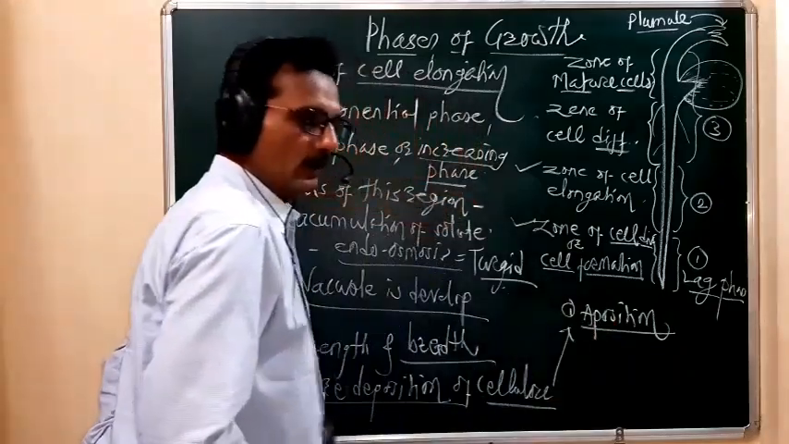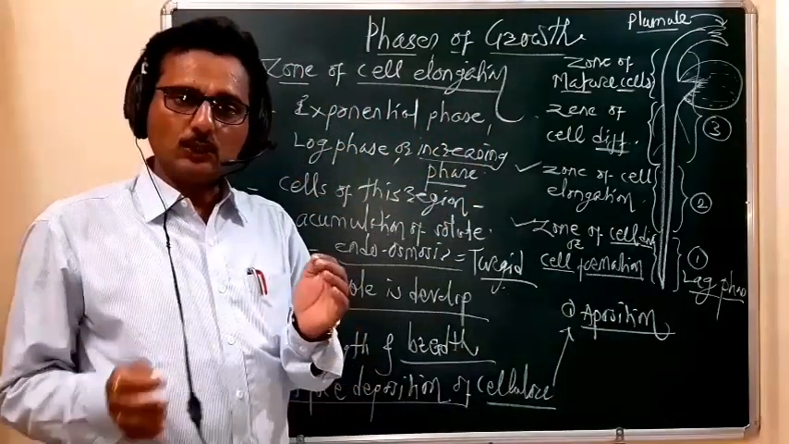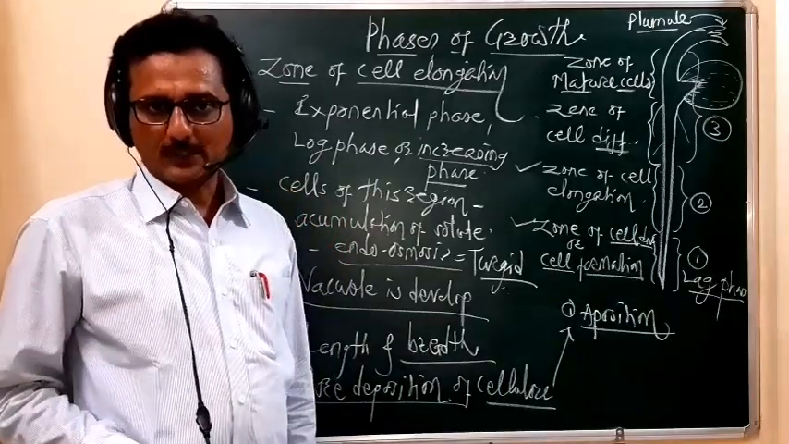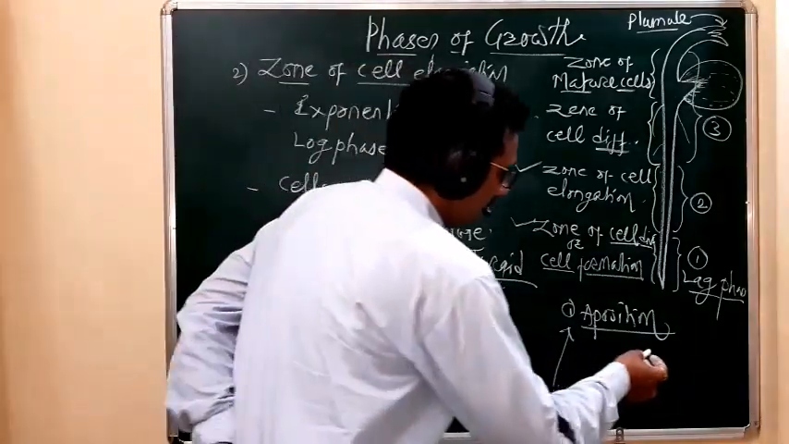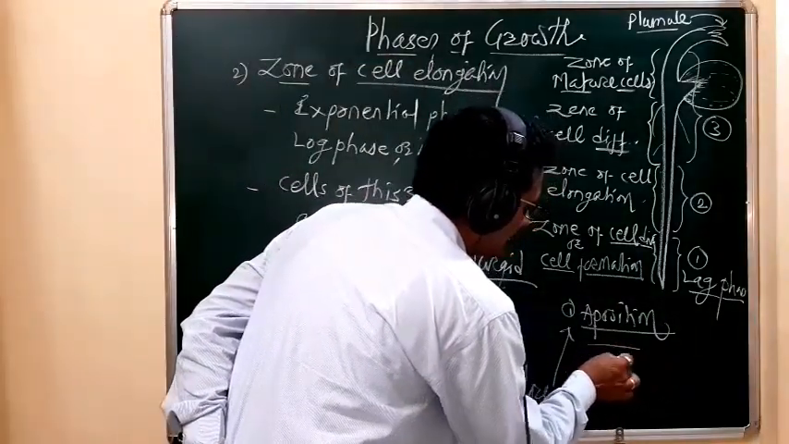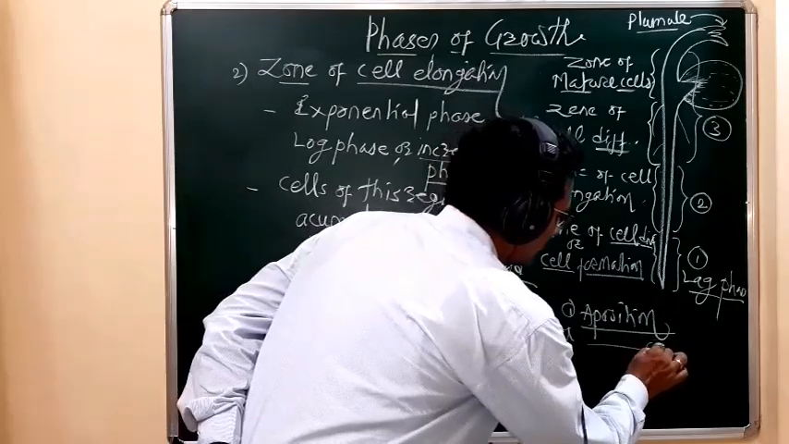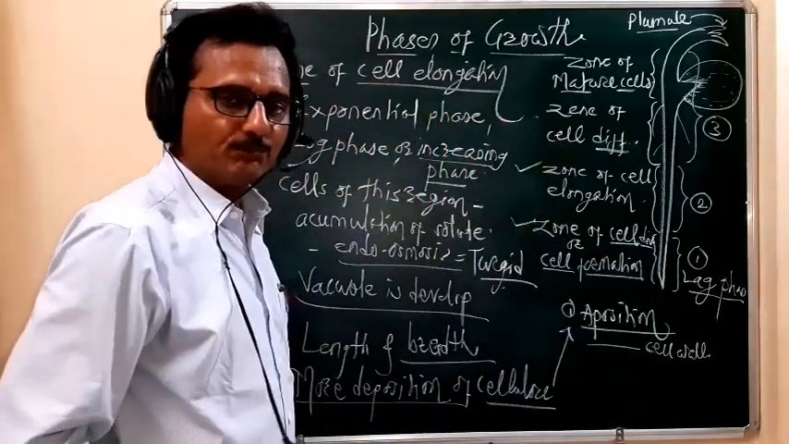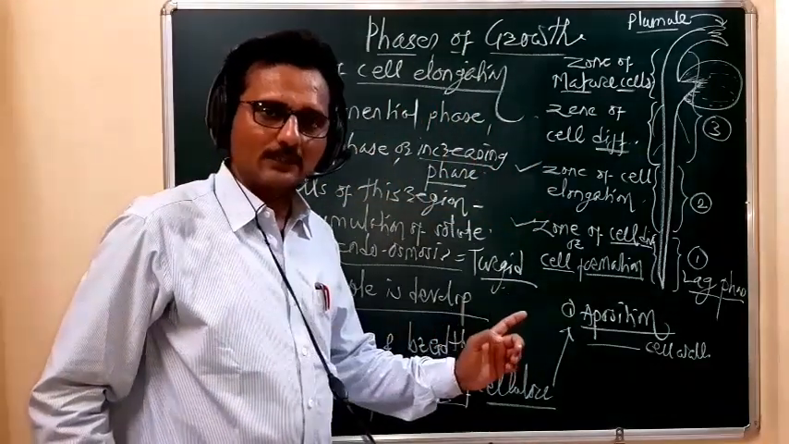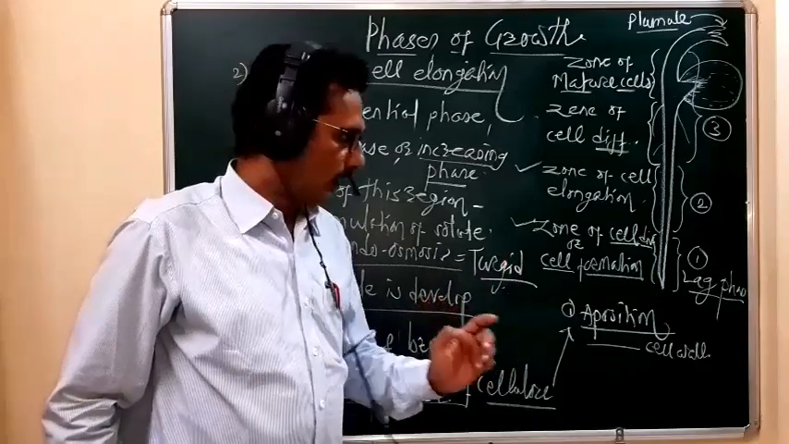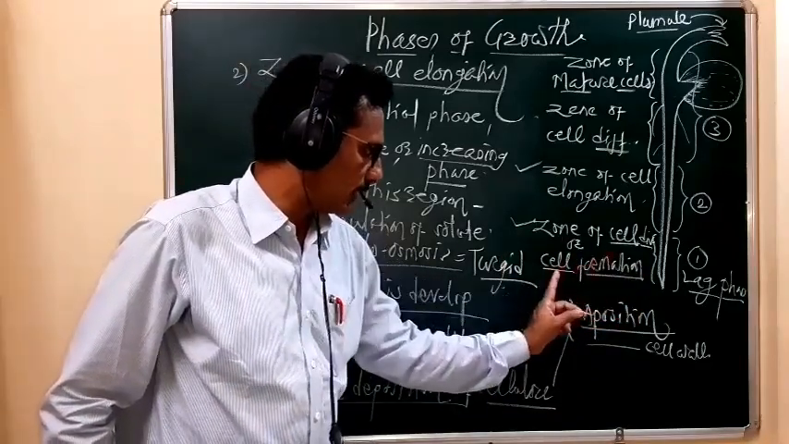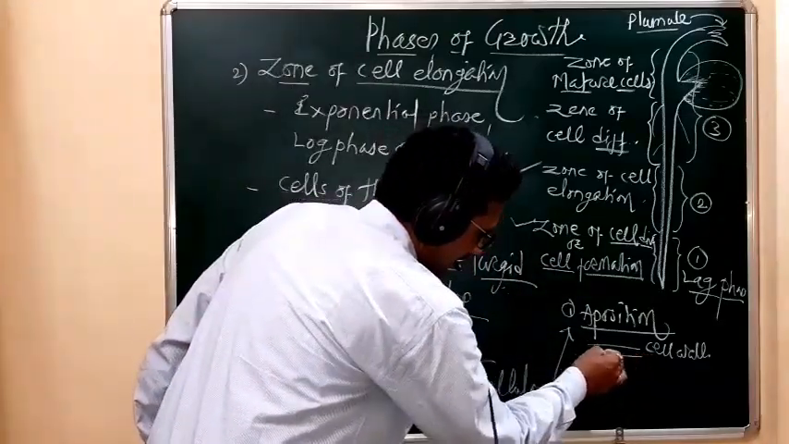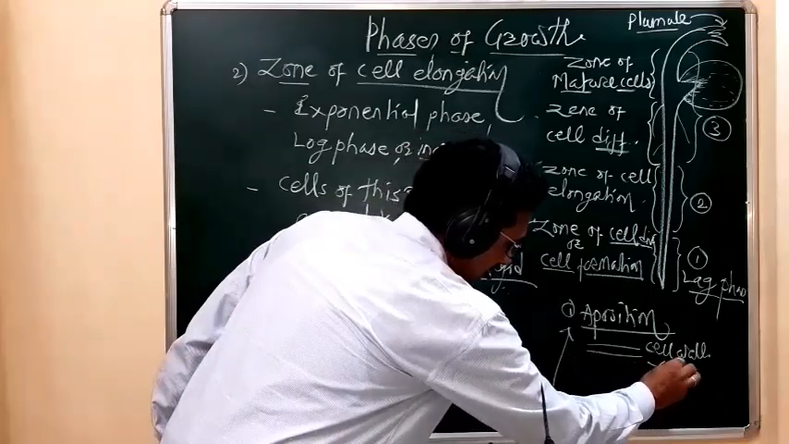So what is apposition? Apposition means the cellulose is deposited from the inner side of the previous cellulosic cell wall. Suppose this is the previous cell wall, which it retained from the zone of cell division or the zone of cell formation. This is the cell wall, and it is followed by the cell membrane.